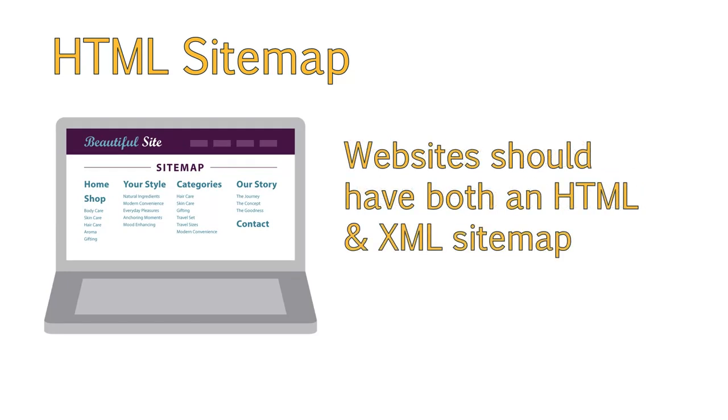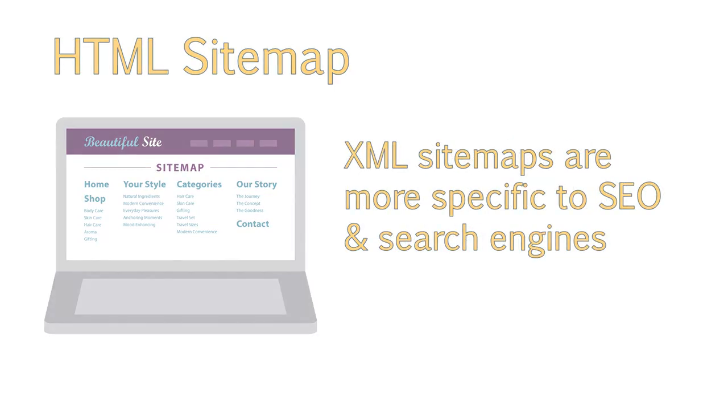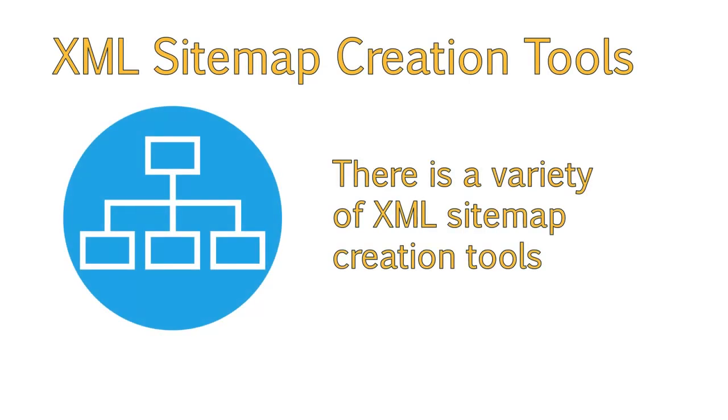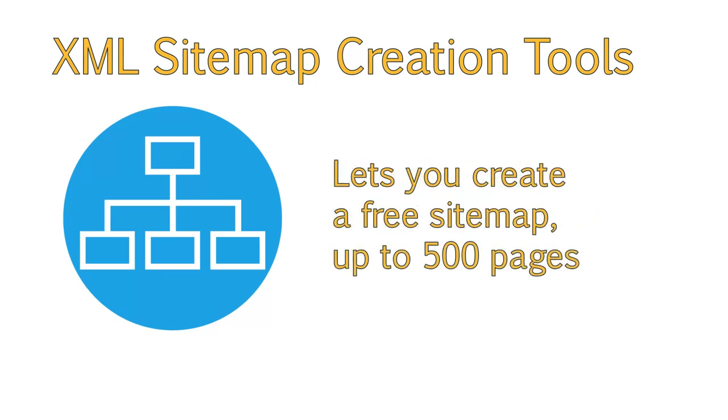Ideally, a website should have both an HTML and an XML sitemap available. For the purposes of this lesson, however, we will discuss creating XML sitemaps, as these are more specific to SEO and search engines. If you perform a search for XML sitemap creation tools, you will receive a variety of options. One option is through a site called xmlsitemaps.com. This will allow you to create a free sitemap, but only up to 500 pages. Most free online sitemap creation tools will have similar limitations.